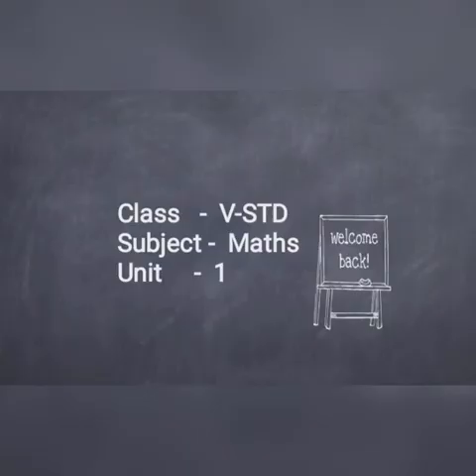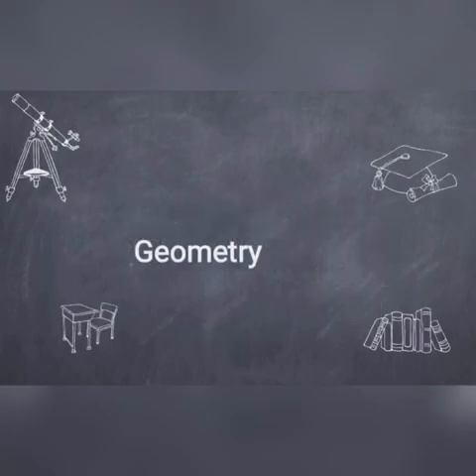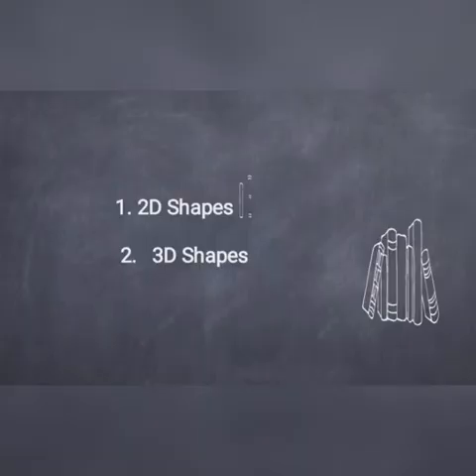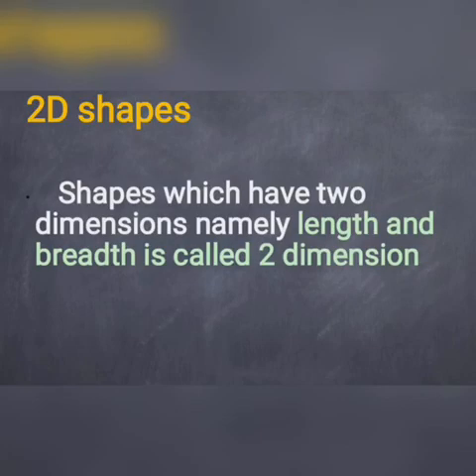In this class we are going to discuss first term mathematics unit 1, geometry. In this lesson we are going to learn about shapes. These are the shapes we see in our day to day life, like square, triangle, circle, cube, rectangle, sphere, etc. In this lesson we are going to see about 2D shapes and 3D shapes. First we see 2D shapes.